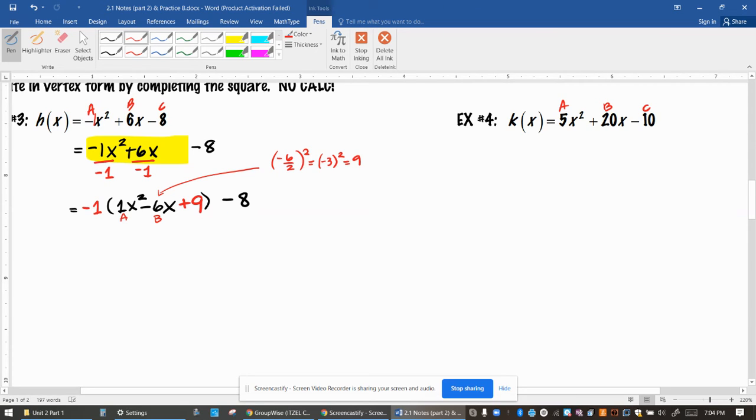Now in the previous examples, if we added 9, we had to subtract 9, right? Yes, but this is not a positive 9. You see how we factored out the negative 1? So if I were to distribute that, negative 1 times 9 is negative 9. How do you undo a negative 9? You add 9. So remember, you're trying to keep the balance. You want to make sure that if you change the equation by adding something, you also subtract it to keep it balanced.